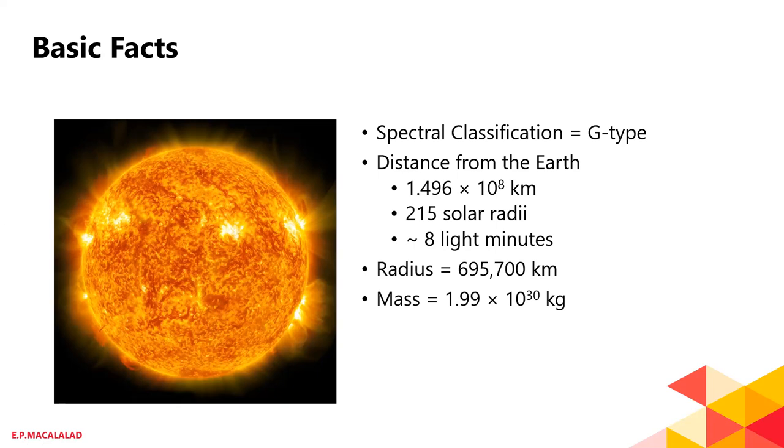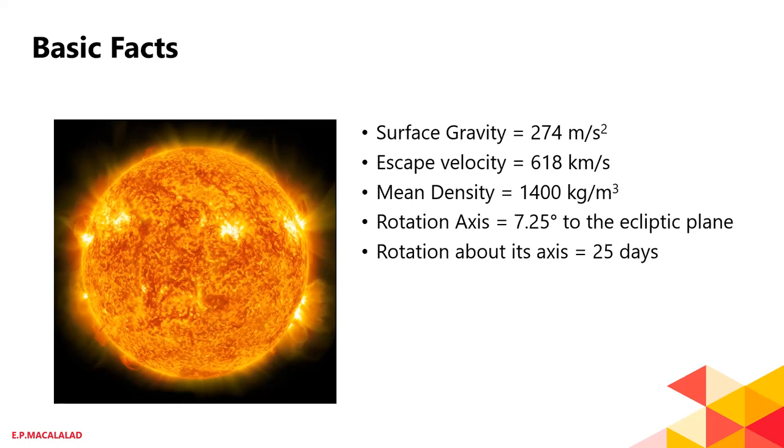And because of that distance, light travels for 8 minutes. So the distance in terms of light minutes is about 8. The radius of the Sun is 695,700 kilometers, and the mass is about 2 times 10 to the 30 kilograms.